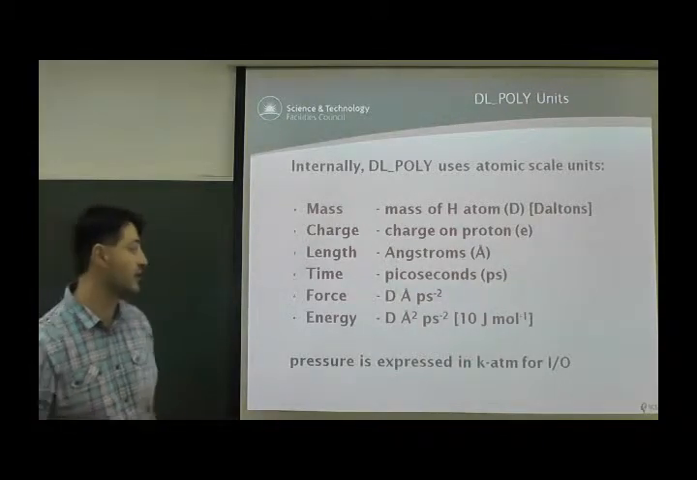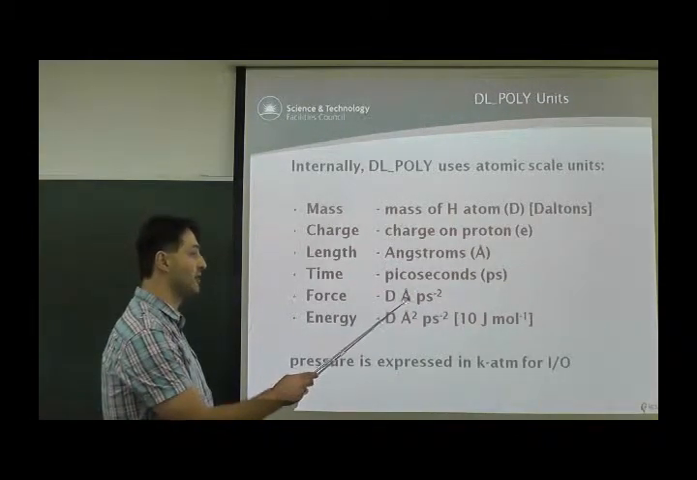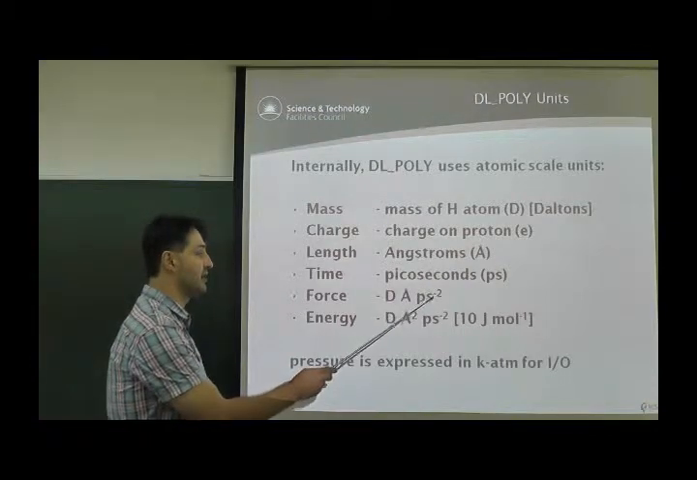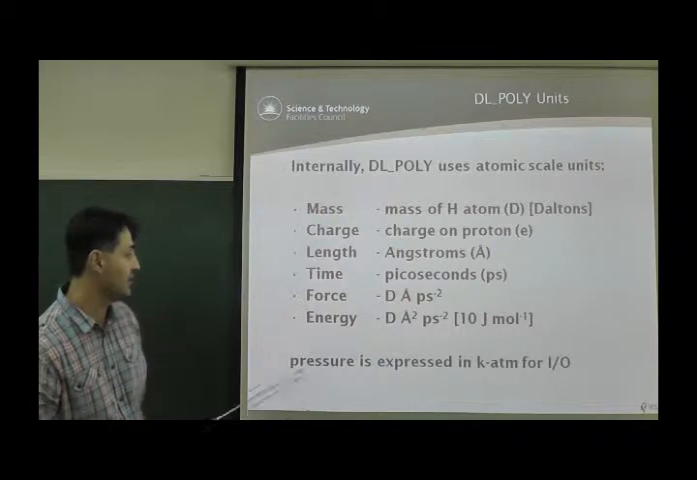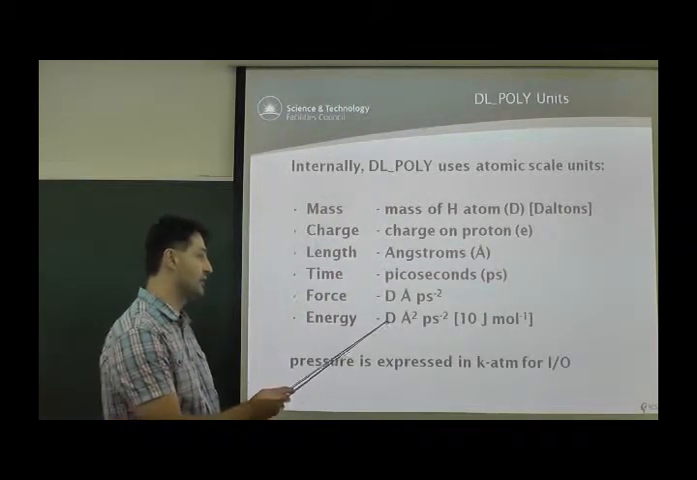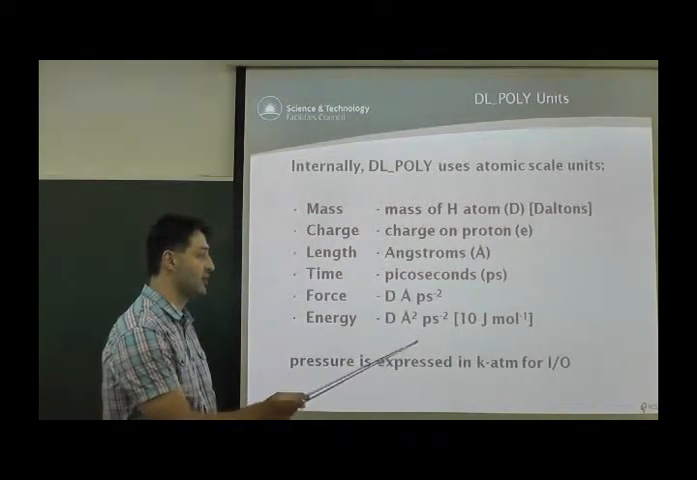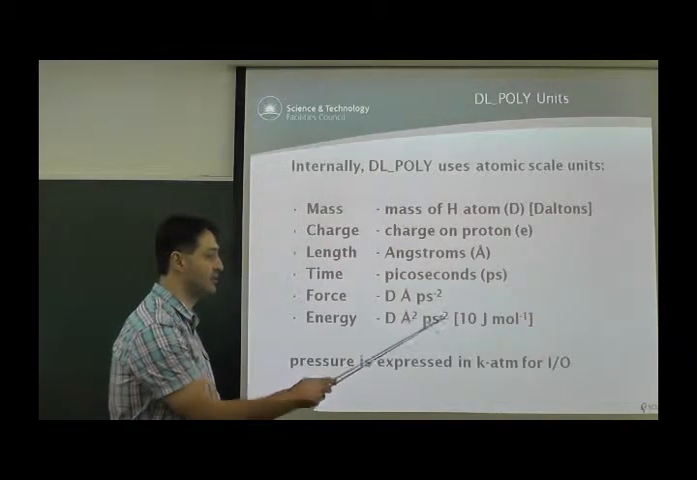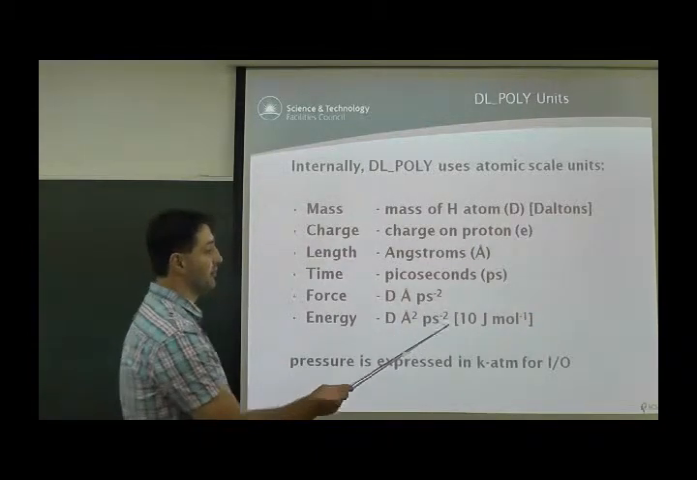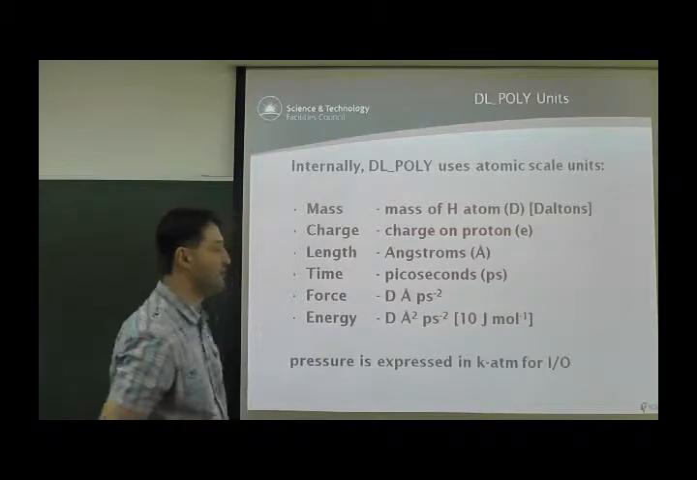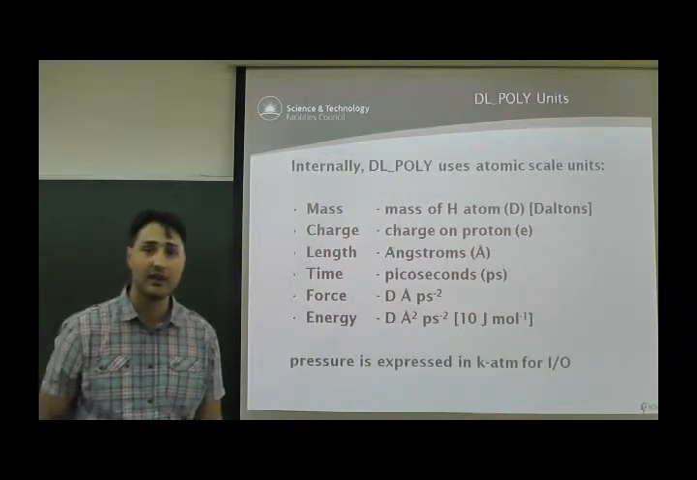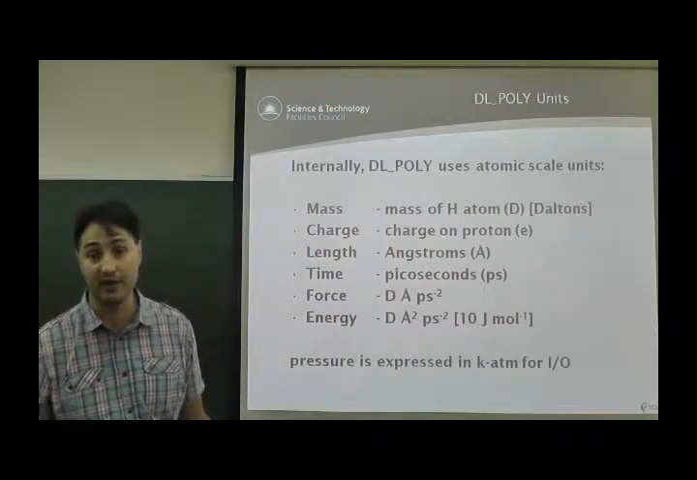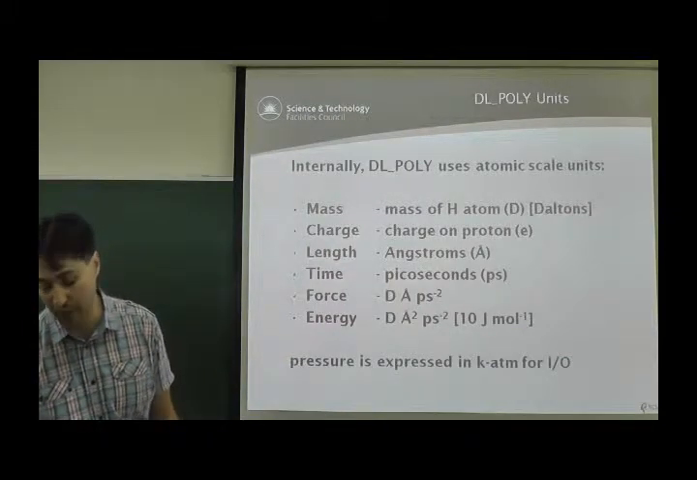So the force will be Dalton times angstrom times picoseconds to the minus 2, and energy will be Dalton times angstrom squared times picoseconds to the minus 2, which coincidentally comes to be 10 joules per mole. The pressure is expressed in kiloatmospheres for input and output purposes.